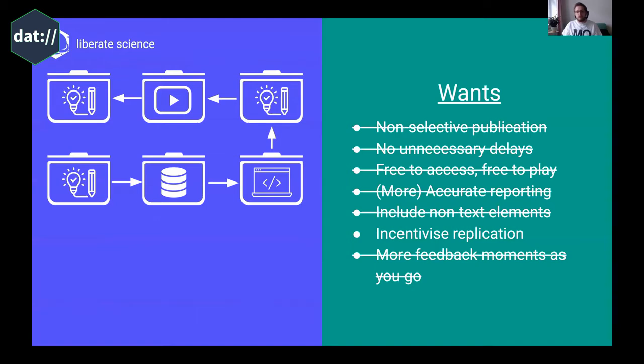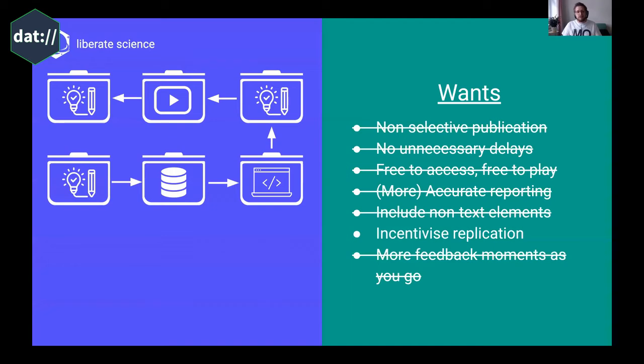So we would have complete publication or non-selective publication because we communicate our research as we go along. Each step gets communicated, so we don't yet have the results to select on. The delays would be reduced because we actually communicate smaller units closer to the time it happens. We also get more accurate reporting because the reporting happens closer to the actual events.